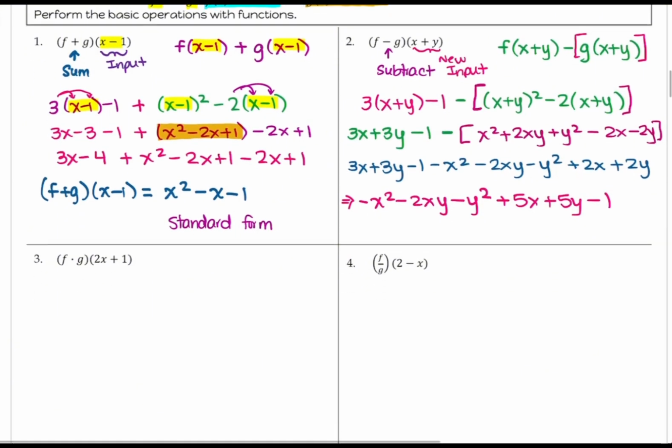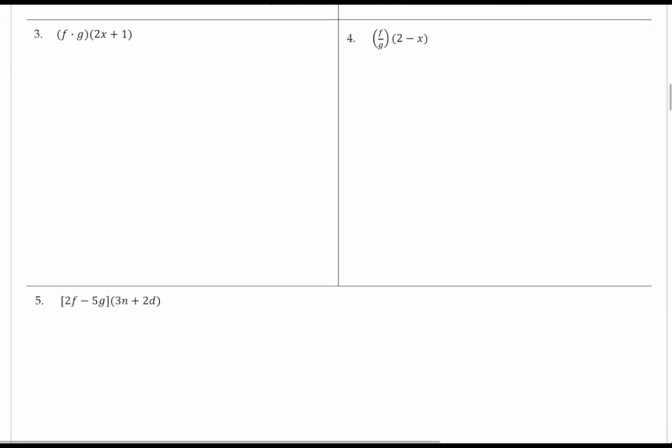All right, let's try number 3. For number 3, we have our f and g function. What I am being asked to do to those functions is multiply. We have our new input of 2x plus 1. So what is it that we are doing? We are taking the f function, input 2x plus 1, and multiplying it by the g function, in which my input is 2x plus 1.